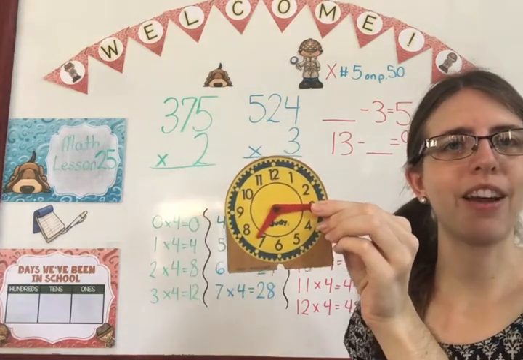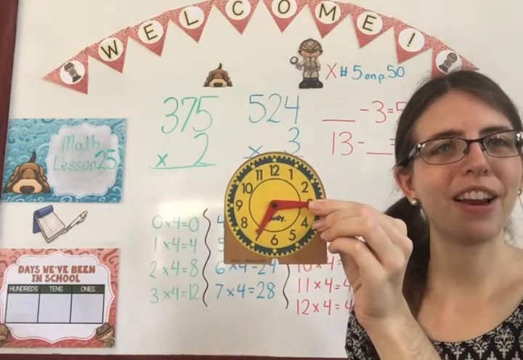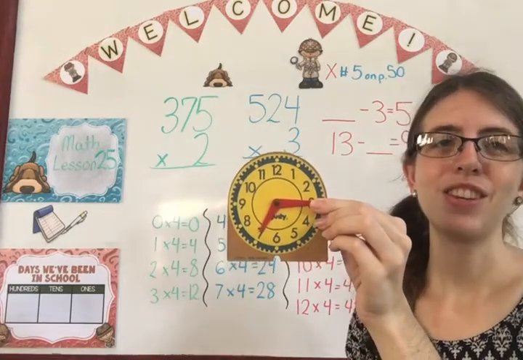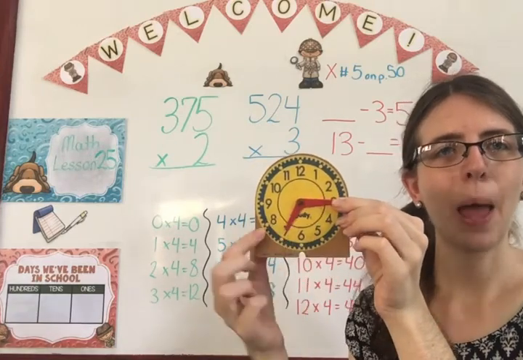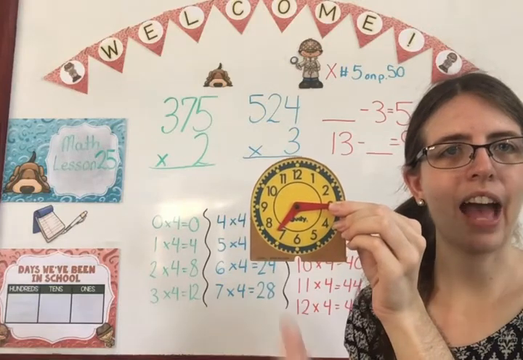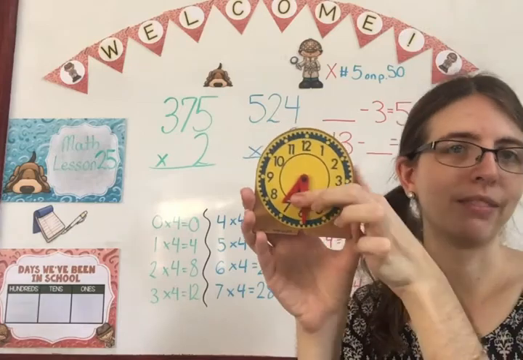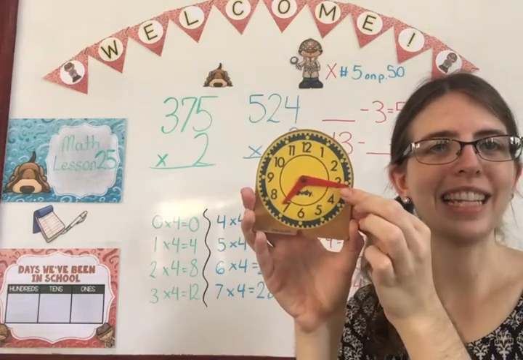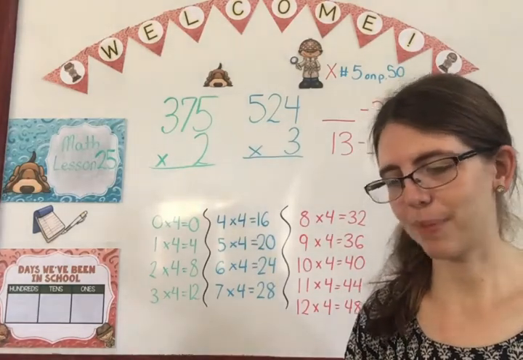But should it be right on the 7? Oops, it's not even right on the 7 yet. Should it be right on the 7? No, it should be a little bit past because it's 15 minutes past 7. So just a little bit, not quite halfway yet. So it's 7:15, there he goes, 7:15 on my clock. Okay? Excellent job.